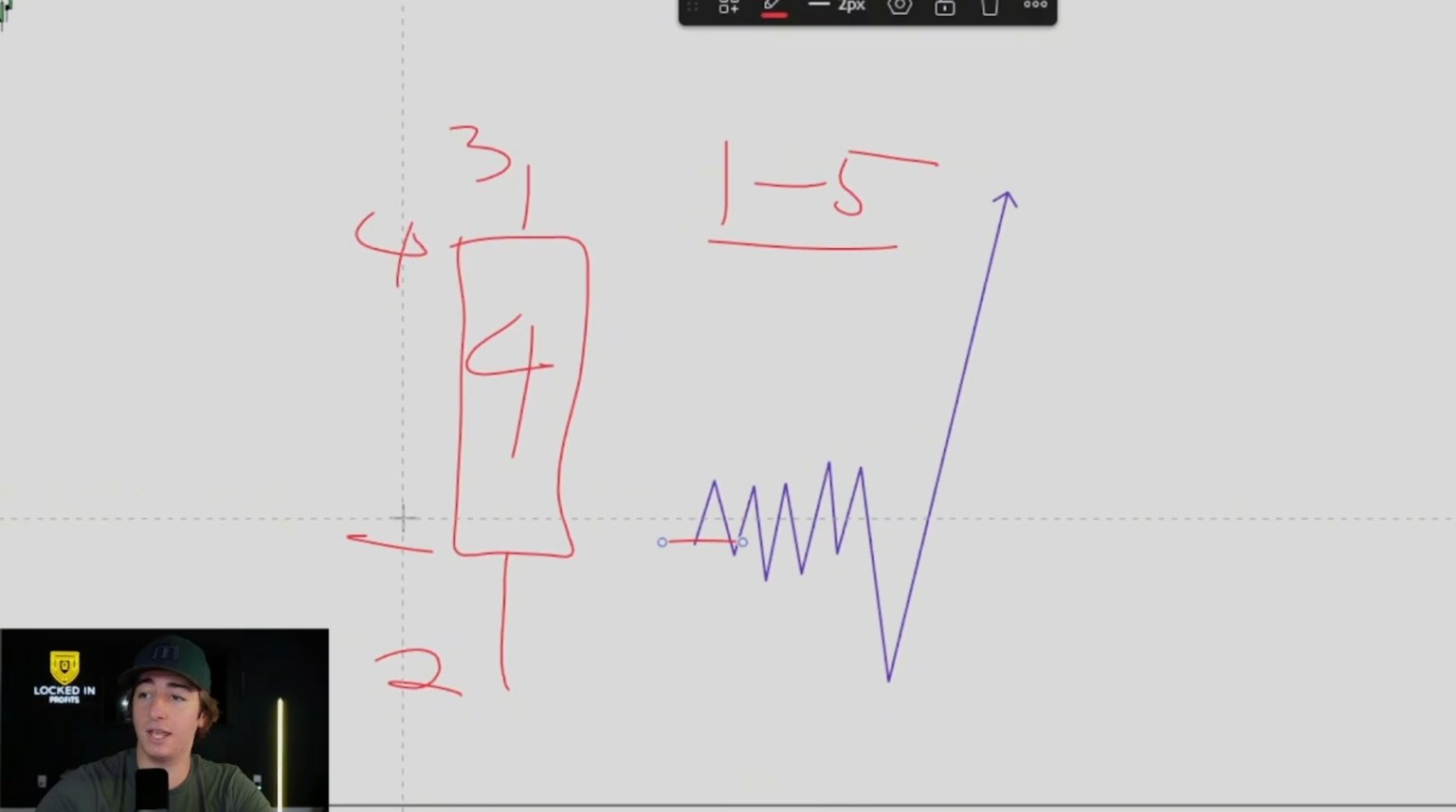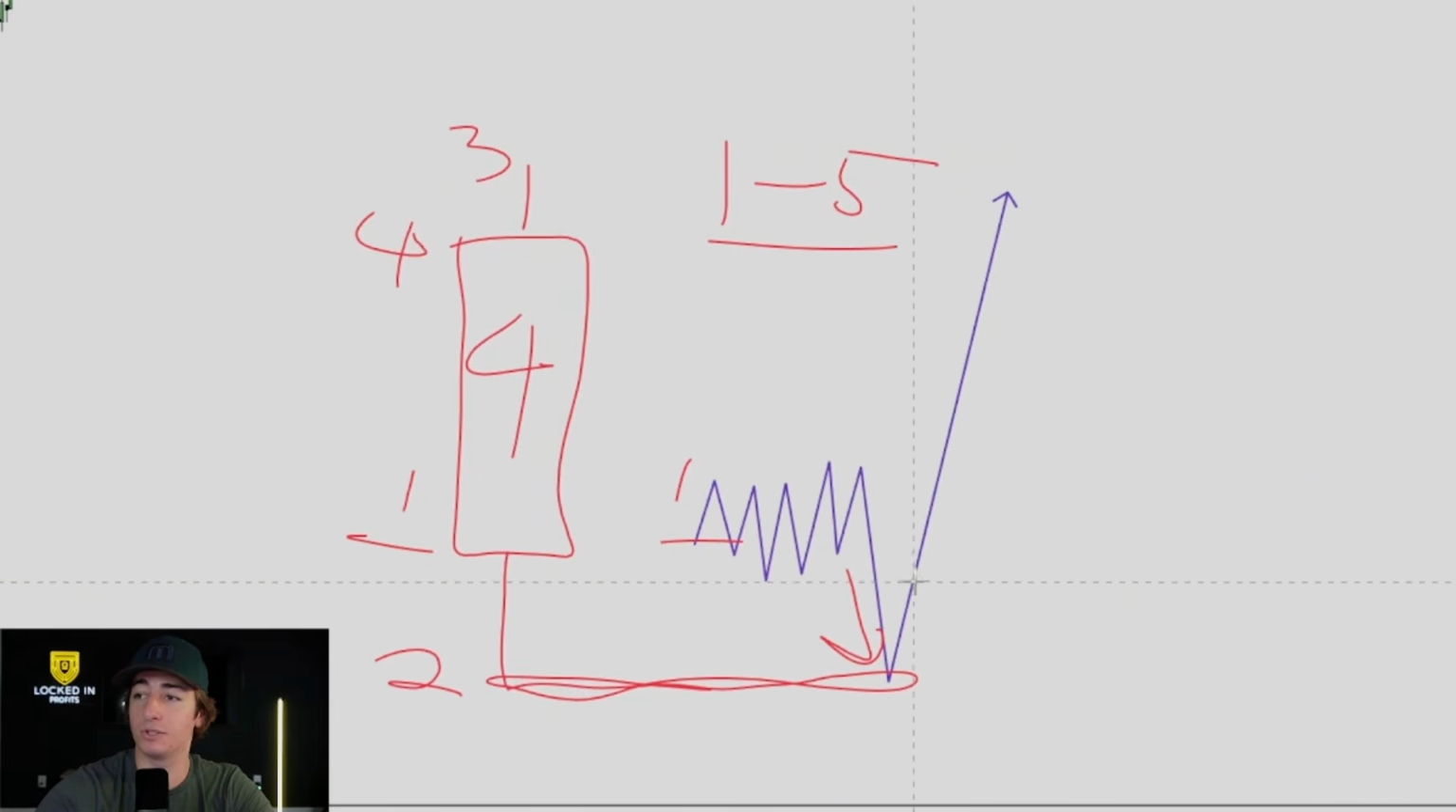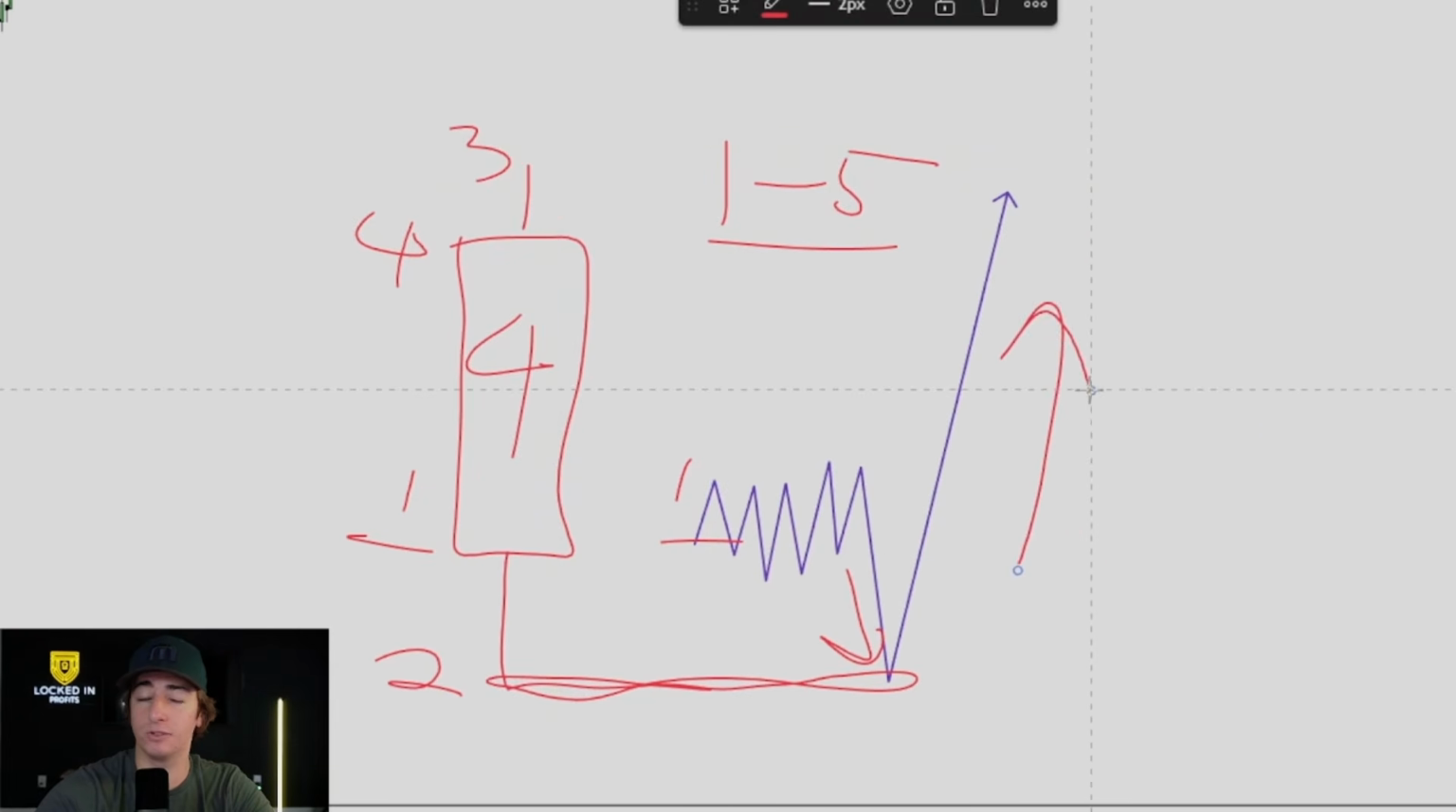First we open and accumulate, then we manipulate lower, and you'll find that the manipulation low of that PO3 is putting in the bottom wick of that 4-hour candle. Once you see that, it's time for step 3, which is to go higher and form the high of that candlestick, which is where you're going to try to catch your distribution on.